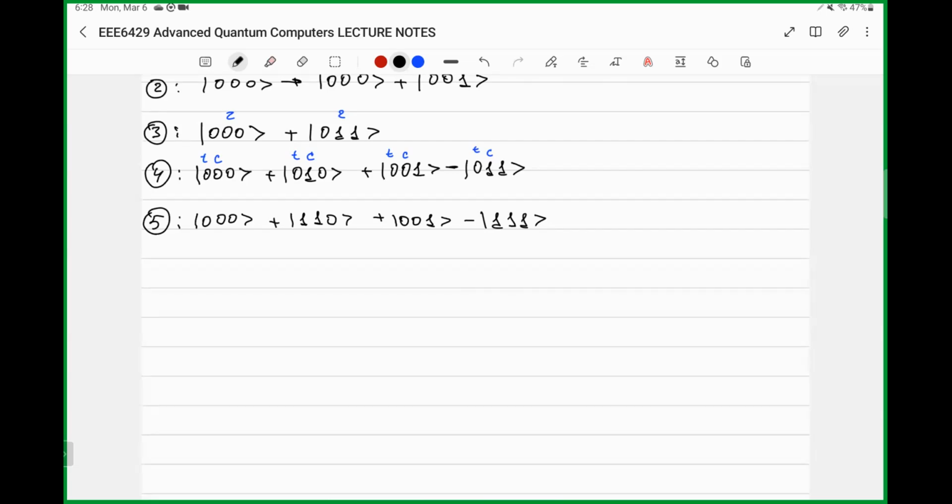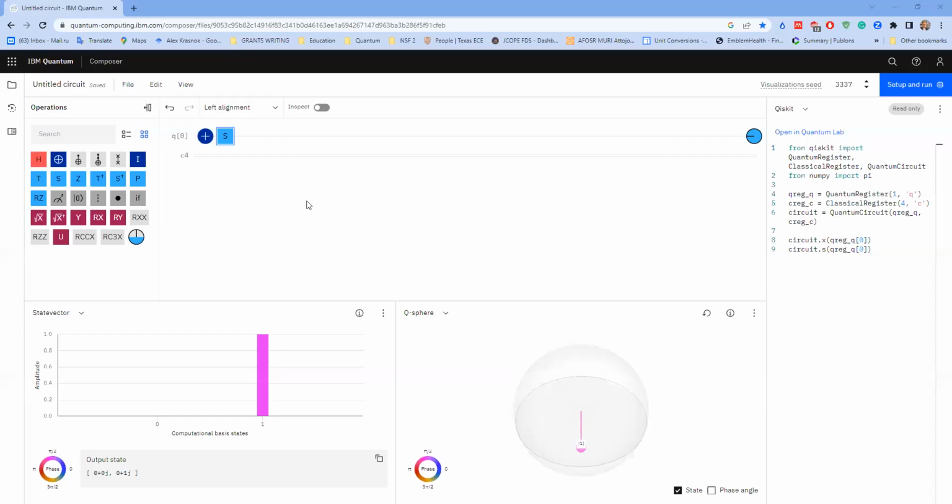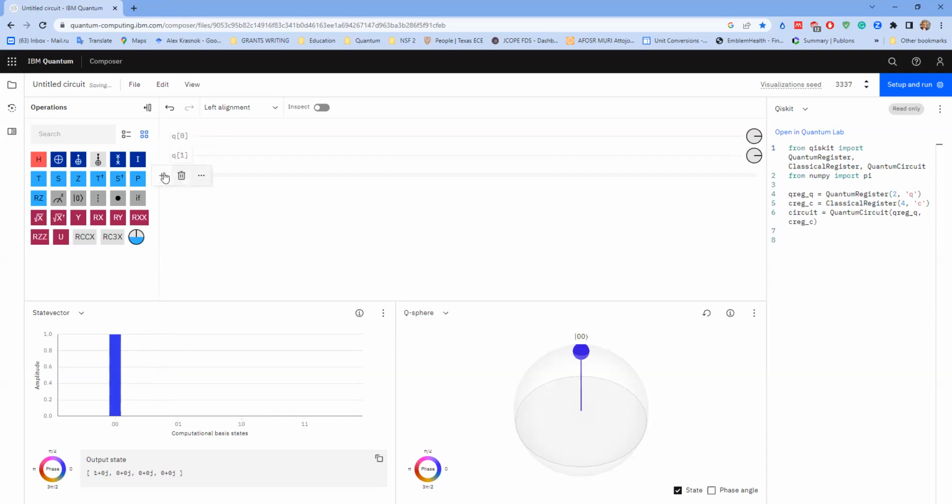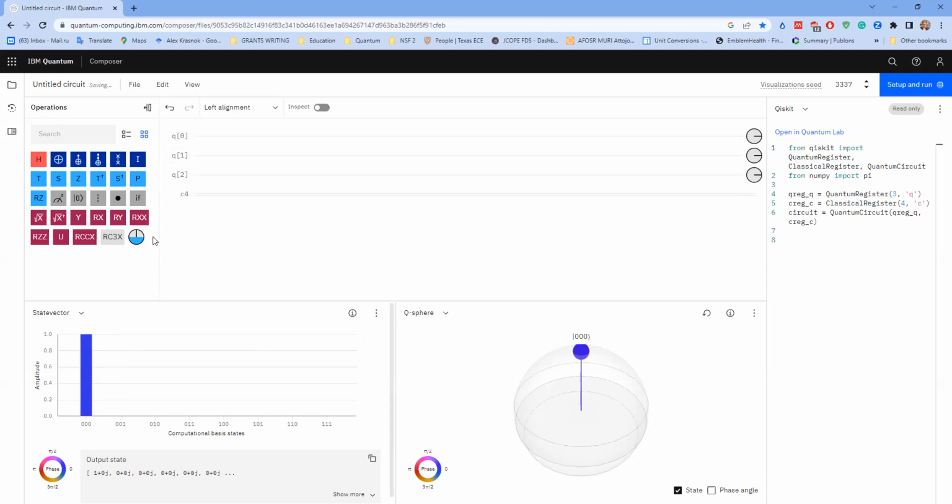It represents the phase of the qubit and of the state, and we have to check that it really changes the color. So let's write this circuit in Qiskit. So we need the circuit with 3 qubits. So let's create the circuit with 3 qubits.